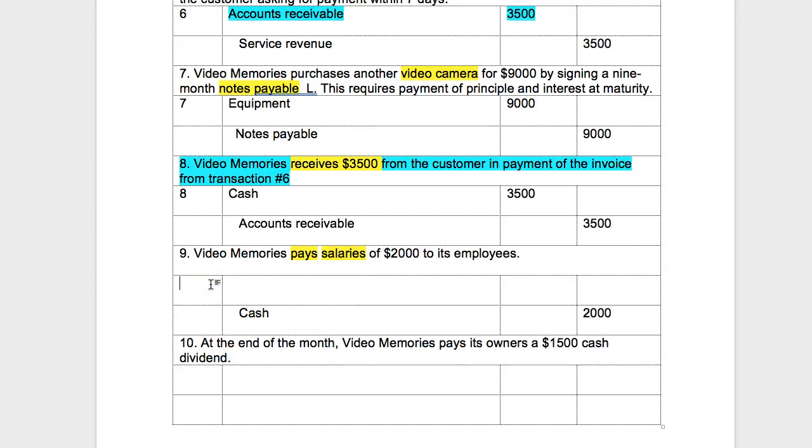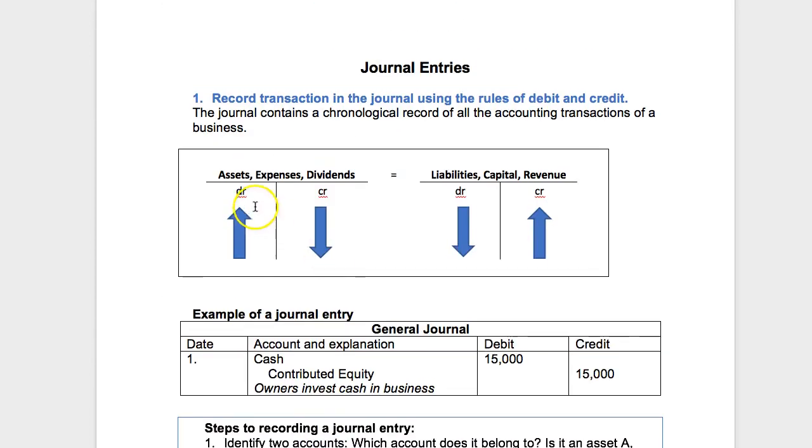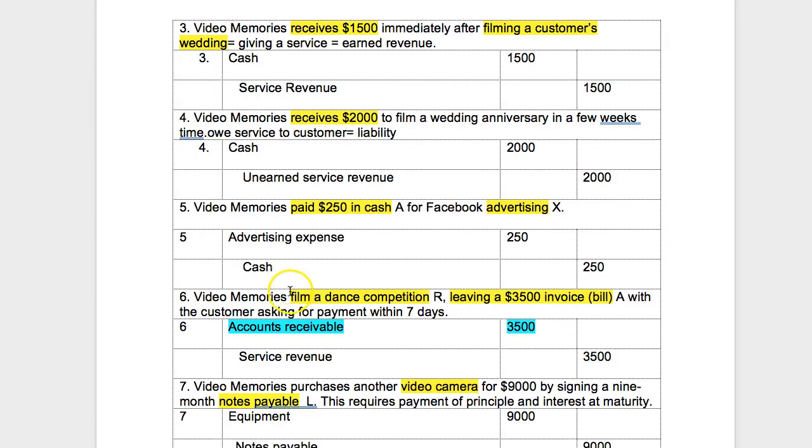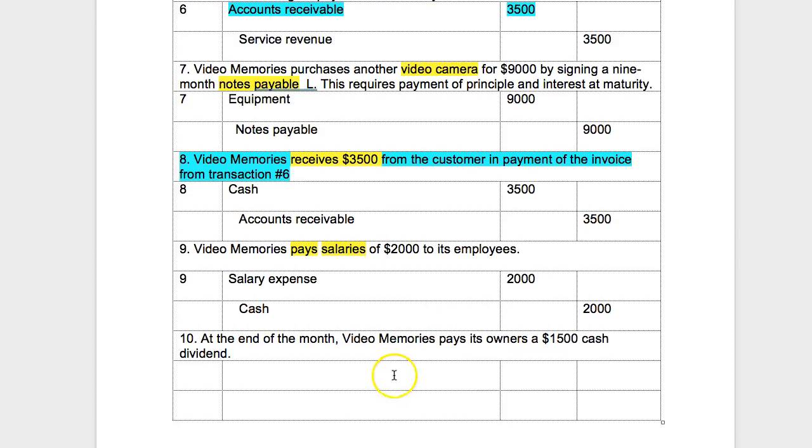Okay, back to number 9. We've paid cash, that's a credit. What do I write in the debit? What am I paying for? I'm paying for salary expense. Every time you pay for an expense, it means the total expenses in your business are increasing. So my expense is increasing and this will be a debit. So I'm going to write here, salary expense, 2,000.